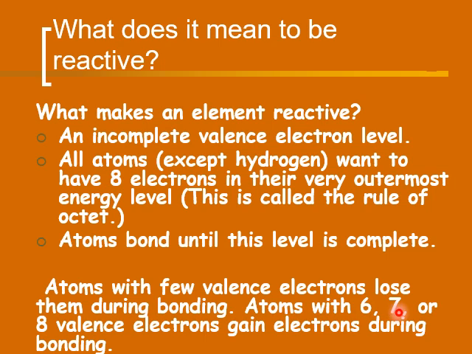Atoms with 6, 7, or 8 valence electrons are going to gain electrons during bonding, because if you have 6 electrons, it's easy for you to gain 2 more to have 8. If you have 7, it's easy for you to gain 1 more to have 8 electrons in your valence shell. So that's what they're going to do in order to form their octet. Okay?